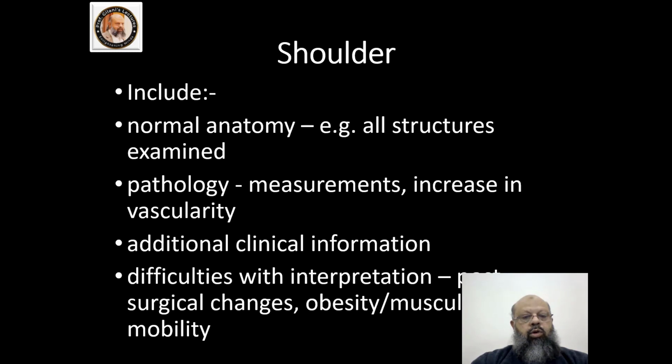The report includes normal anatomy, for example all structures examined, pathology like measurement, increase in vascularity, additional clinical information, and difficulties with interpretation if there were any. We have to mention what the difficulties were in interpreting the report. Any surgical changes, obesity or muscular mobility. Any difficulty in mobility must be mentioned.